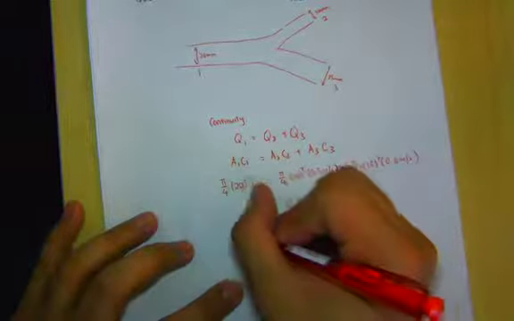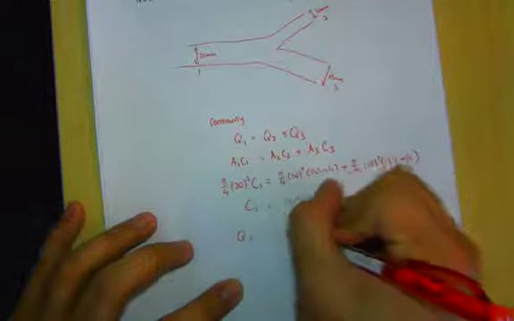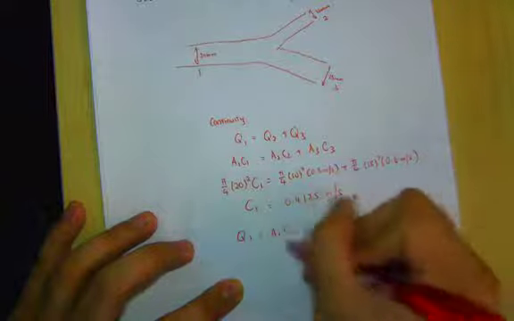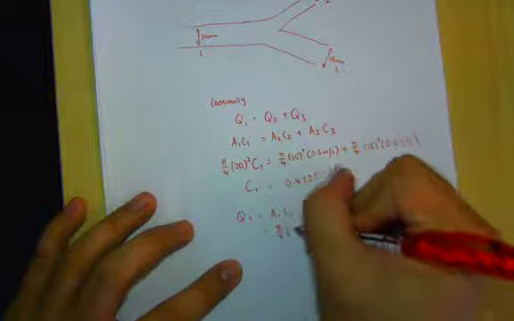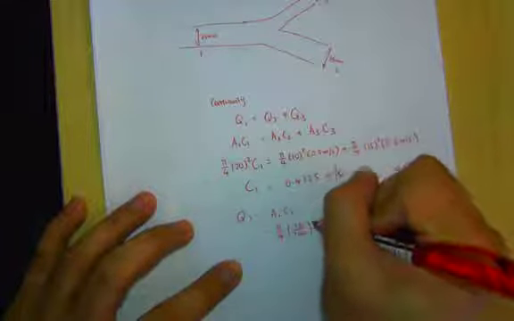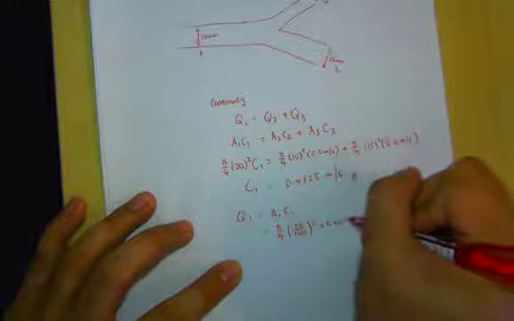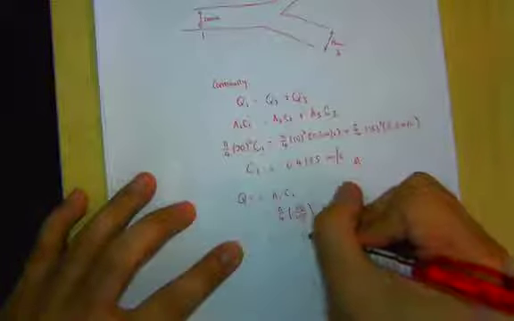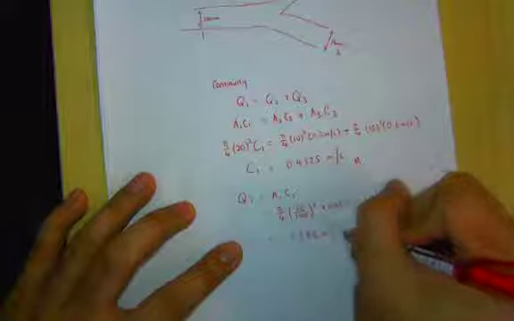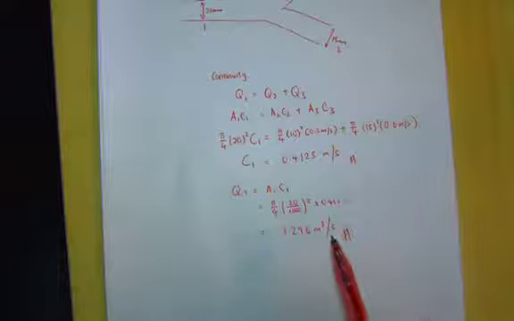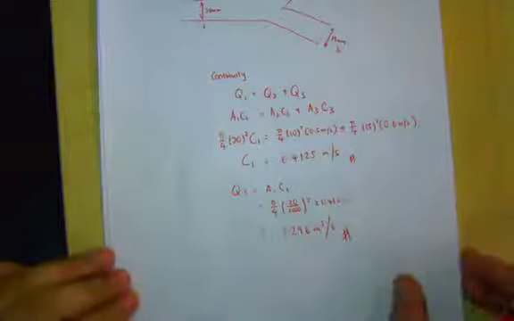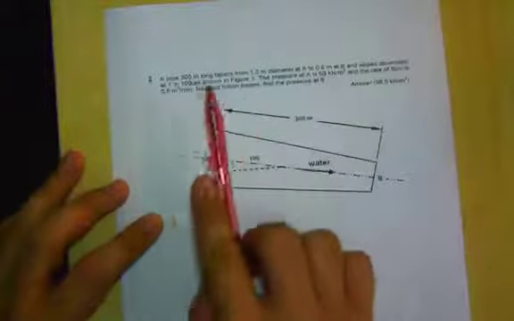We are also asked to find the discharge or the flow rate in the 20 mm pipe. In this case, it will be Q1, which equals A1C1. Try to compute this in SI units. So A1C1 will be pi over 4 times 20 over 1000 squared times 0.4125. This will give us 1.296 meter cube per second. So this is your discharge, or your flow rate at 1. That's it for question number 1.